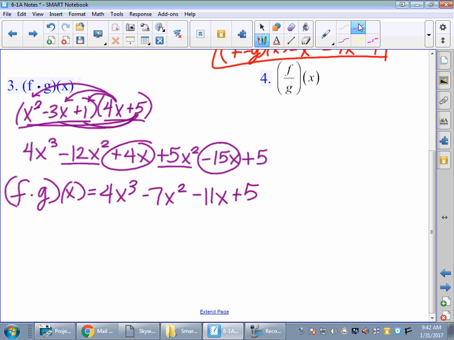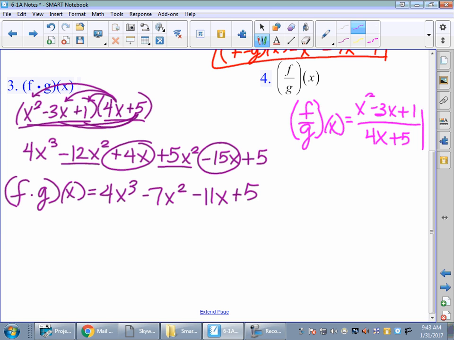And for our quotient, we are simply going to write one over the other. So make sure you put f of x on top, x squared minus 3x plus 1, over the g of x function, 4x plus 5. And don't do anything else to it. Don't cross anything off. Just leave it as it is. That's really all we're doing today.